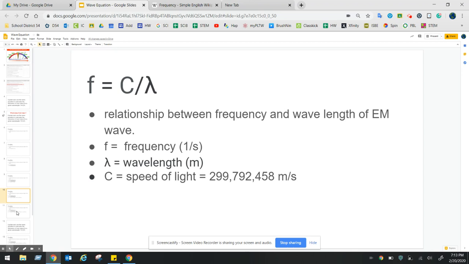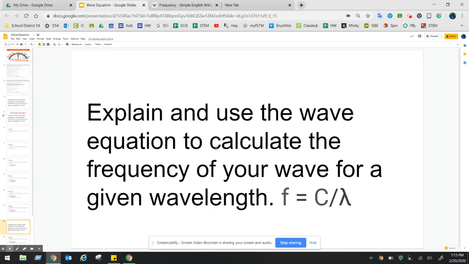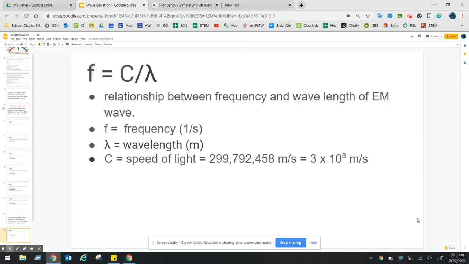I would like for us to use scientific notation and just make it a little bit simpler. We can just abbreviate or round that to 3 times 10 to the 8th meters per second. In other words, 3 times 10 to the 8 meters per second is 300 million meters per second. That's really fast. Okay, back to our question: explain and use the wave equation to calculate the frequency of your wave for a given wavelength. All right, so let's do that. You probably have something that you can write on.